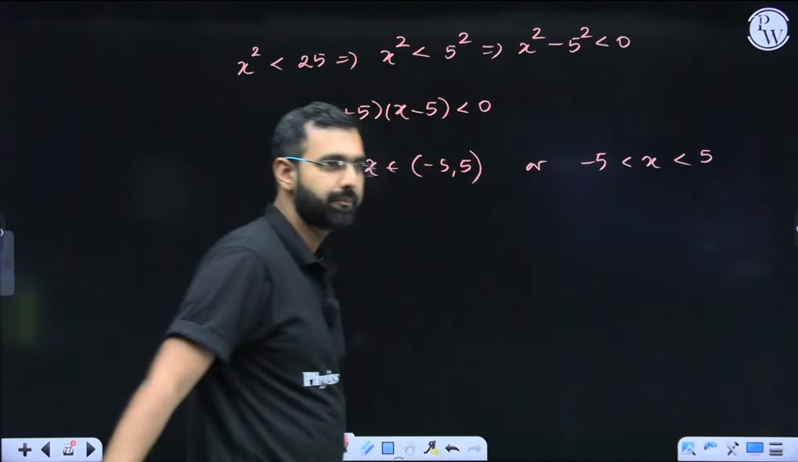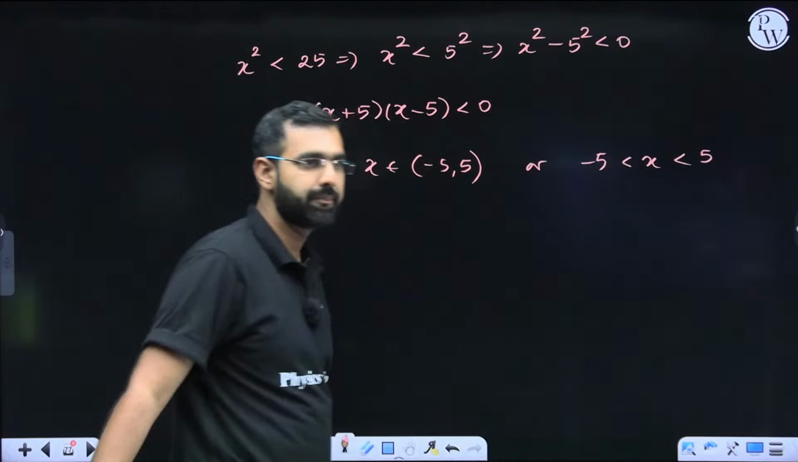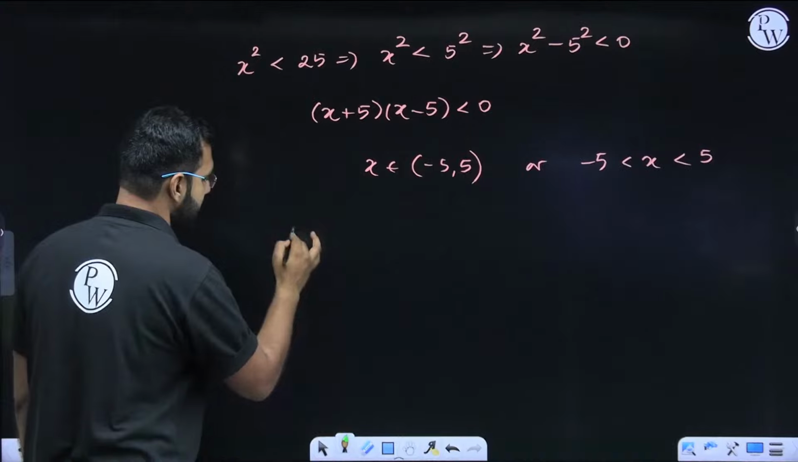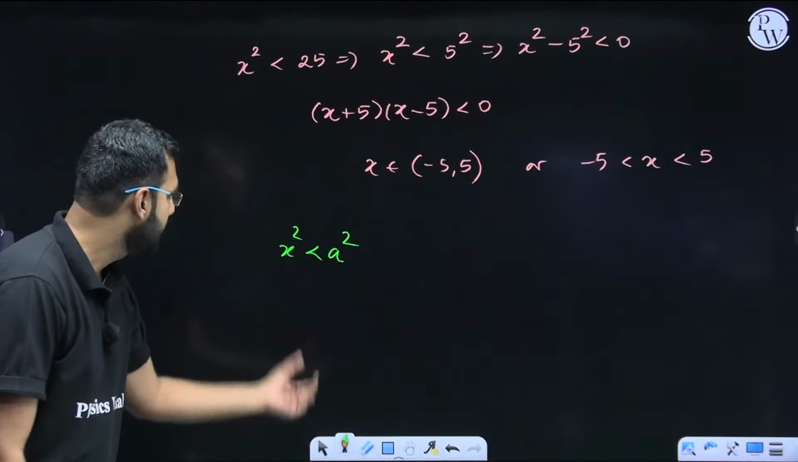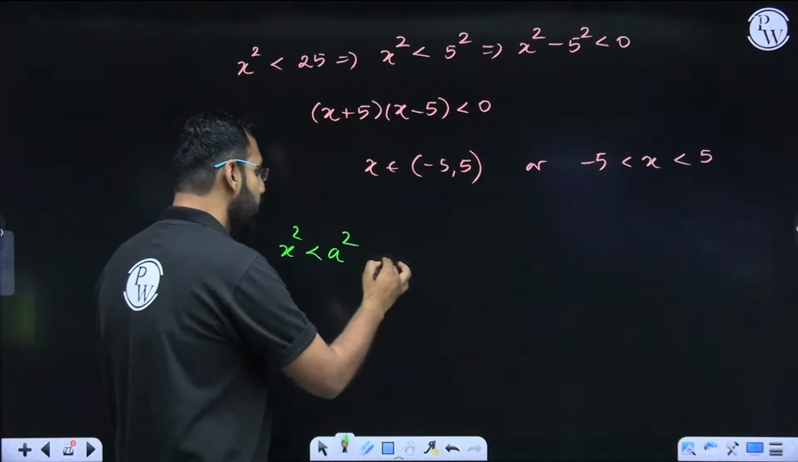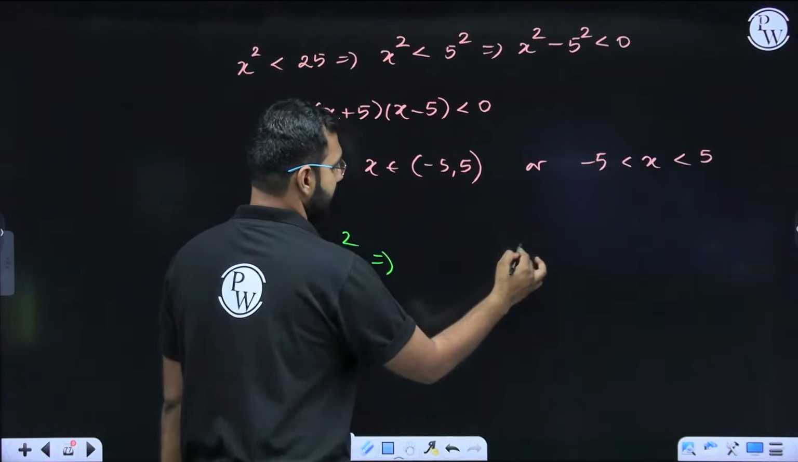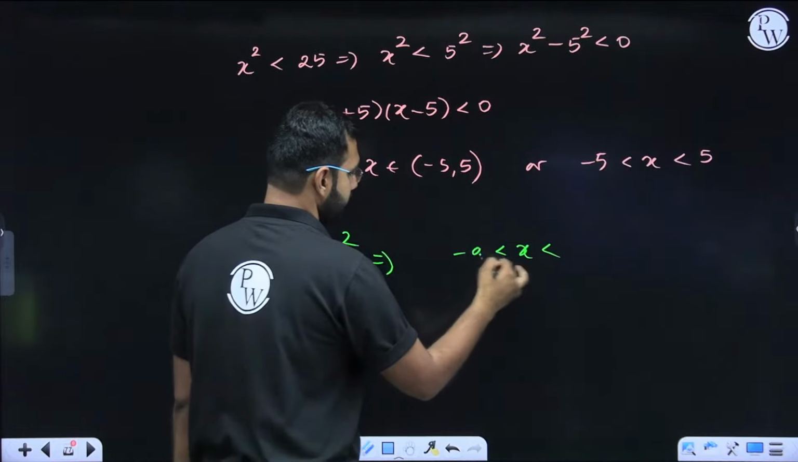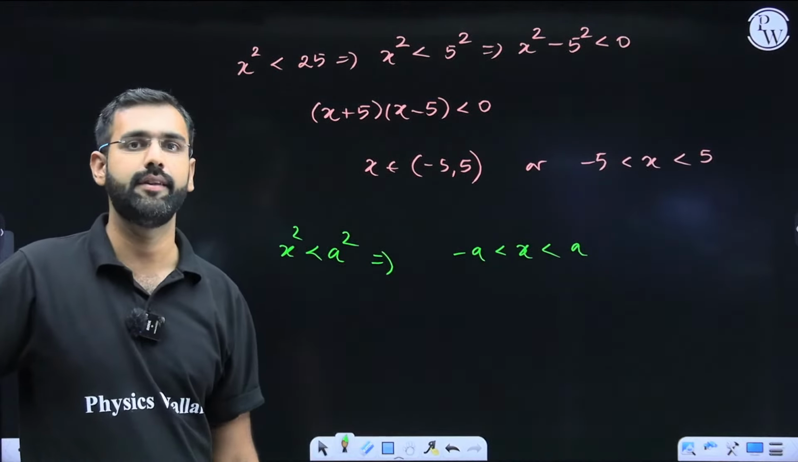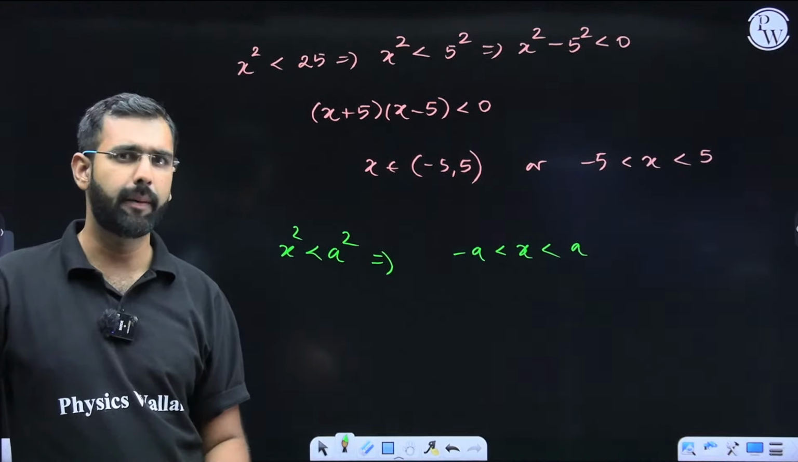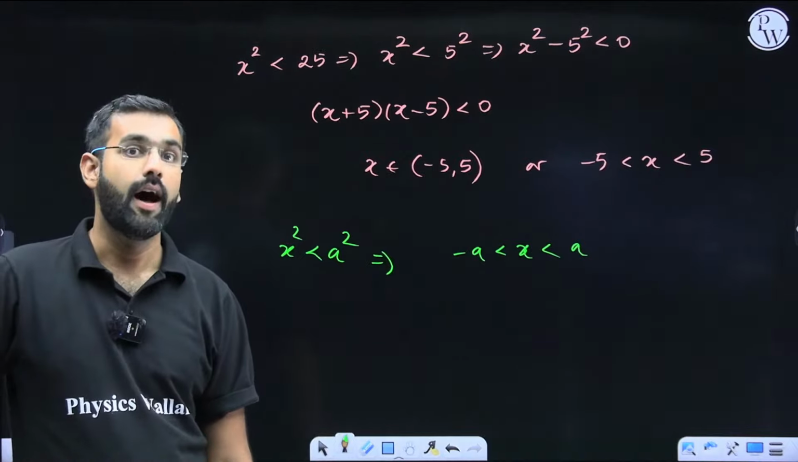What does it mean? It means that there is a direct conclusion you should remember. What is that direct conclusion? That if somebody says that x square is less than a square, then without even doing all of this, you should directly write the result that x will be lying between minus a to a. Everybody got this, or shall I repeat this explanation, students? All the participants with me, are you all there?